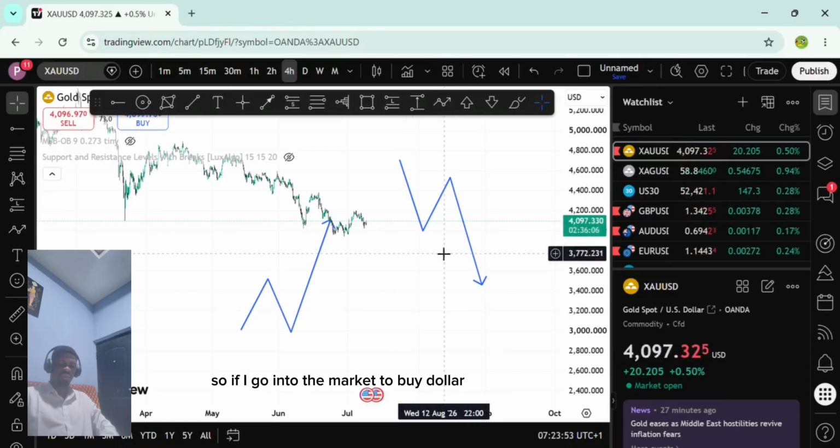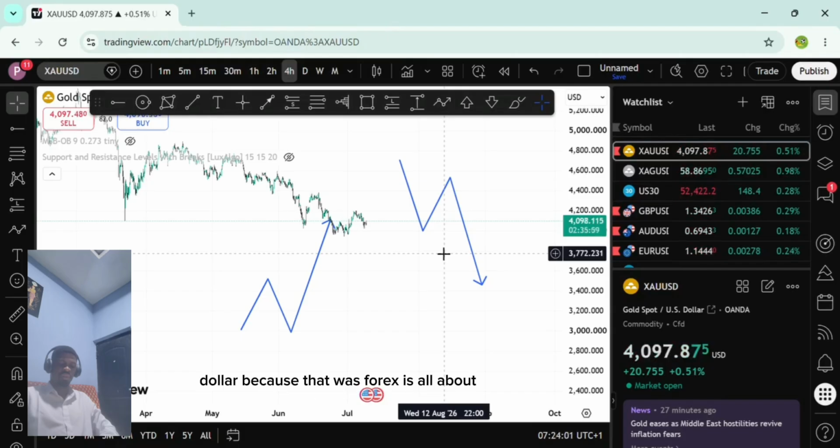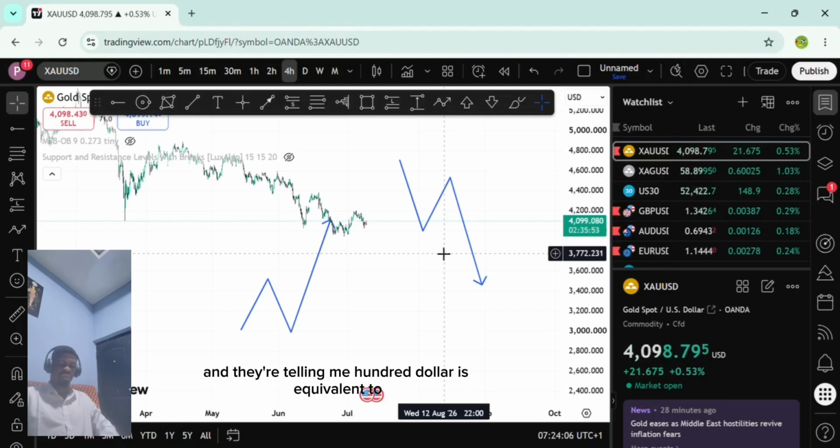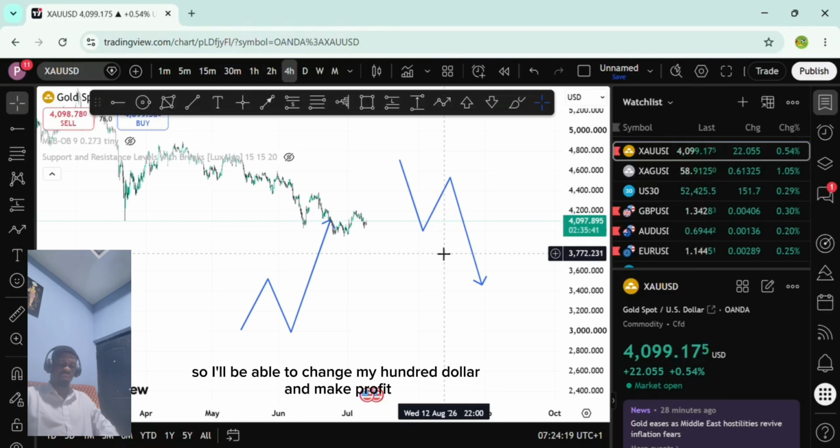So if I go into the market to buy dollars, I have $100. If I go into the market to exchange my $100, because that's what forex is all about, and they're telling me $1 is equivalent to 1,300 naira, I may decide to wait till $1 is equivalent to 1,600 or 1,700, so I'll be able to change my $100 and make profit from it. That's what forex is all about: exchanging at a rate you are very good at buying from or selling from.